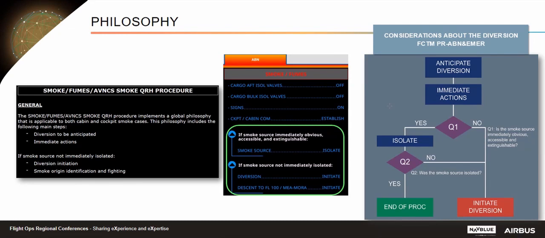And then, according to the FCTM schematic, if you can answer yes to the two questions that you can see, then you will end the procedure and resume normal flight. Whereas if your answer is no to at least one of these two questions, you will have to initiate the diversion and proceed with the smoke procedure.